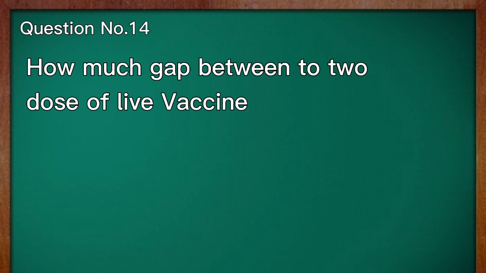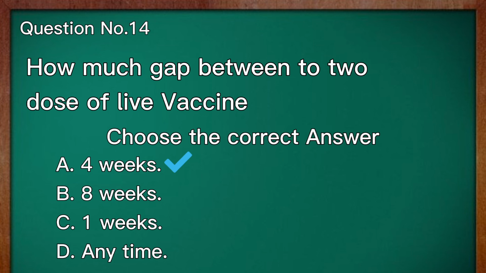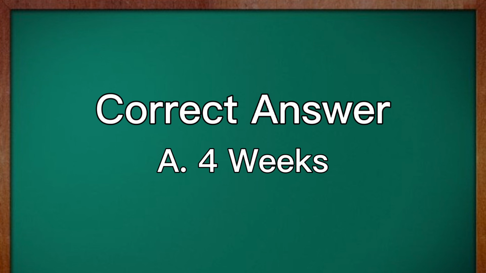Question number 14. How much gap between two doses of live vaccine? Choose the correct answer. A. 4 weeks. B. 8 weeks. C. 1 week. D. Any time. Correct answer: A. 4 weeks.